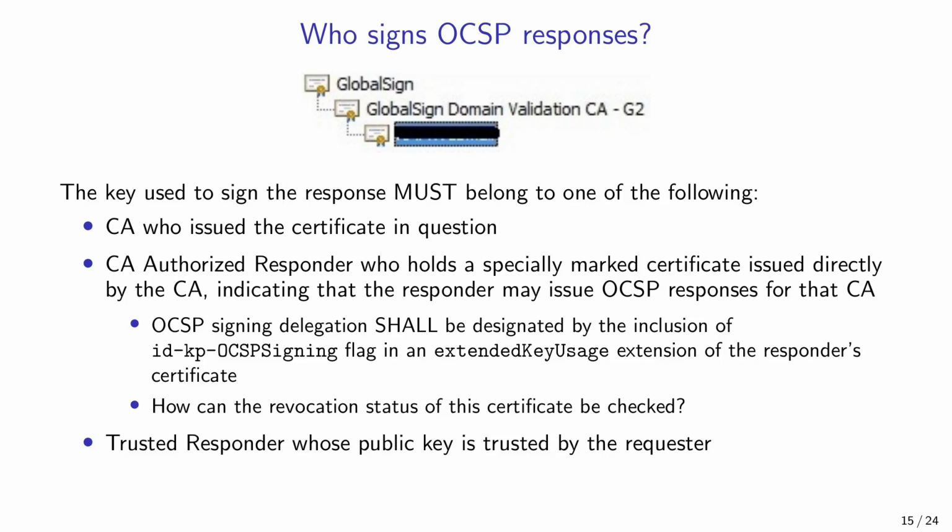Then there is an option that OCSP responses can be signed by some trusted responder whose public key is trusted by the requester. In such a case, we cannot rely on the PKI. Hence, the trust must be established by some out-of-band means. This option is usually used only in closed environments where the OCSP responder is manually configured to explicitly trust some responder.